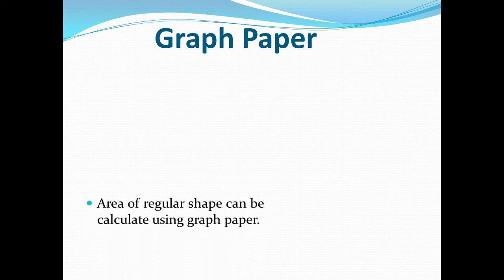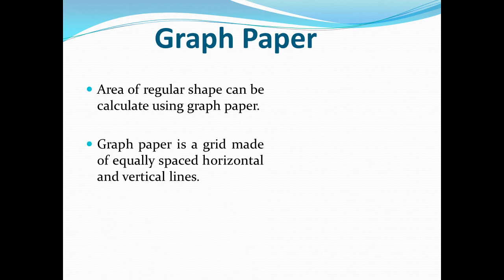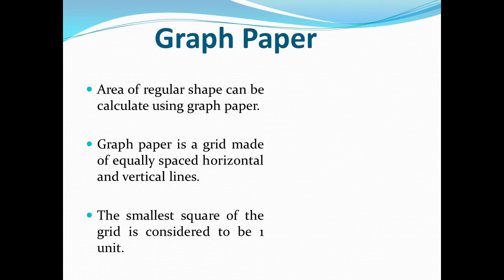We can find the area of a regular object by using graph paper. What is graph paper? A graph paper is a grid made of equally spaced horizontal and vertical lines. The smallest square of the grid is considered to be 1 unit.